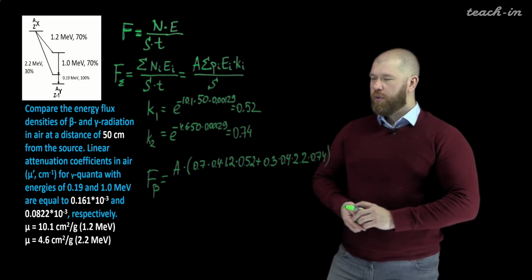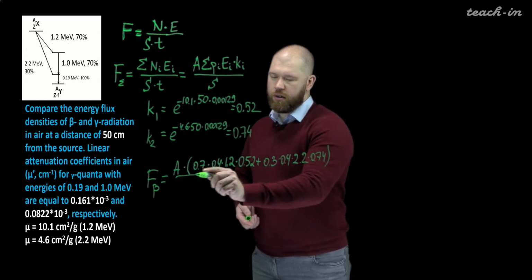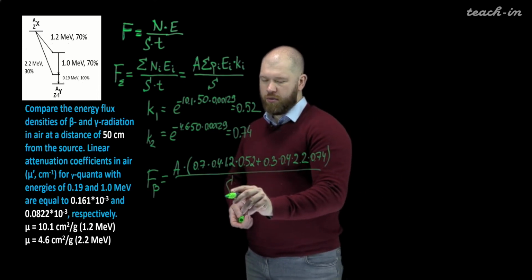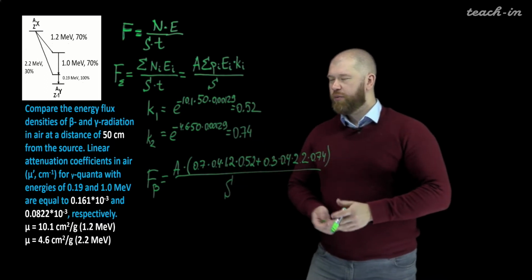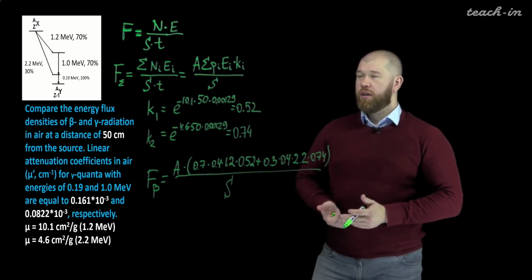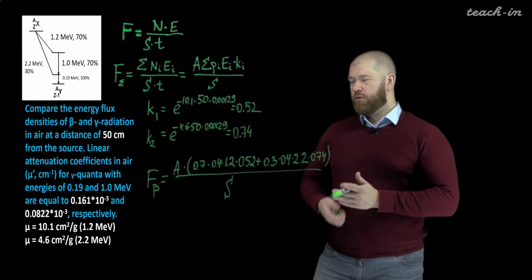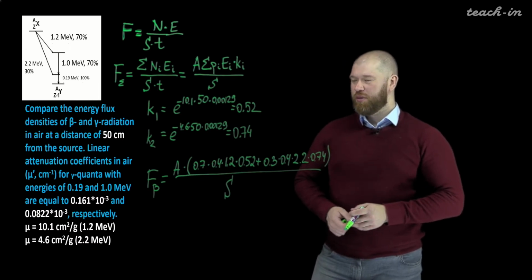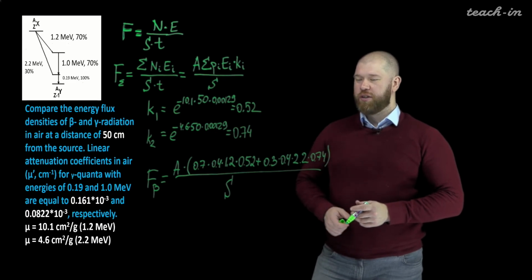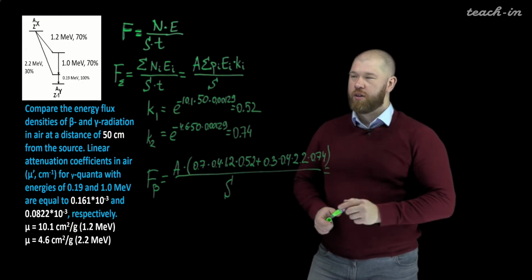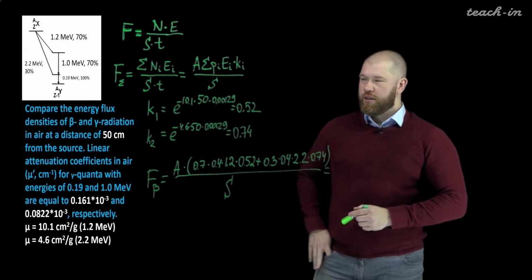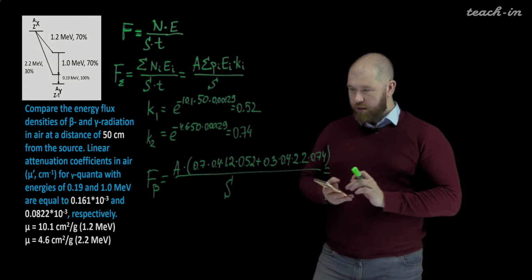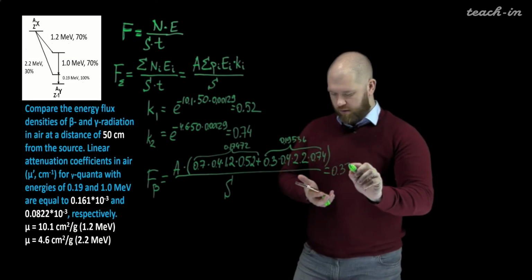0.74. And we can not calculate the surface area, because for gamma radiation the surface area will be the same, and thus it will also be annihilated when we take the ratio between beta particles and gamma radiation. So in this case it will be these brackets, 0.37, let's see.